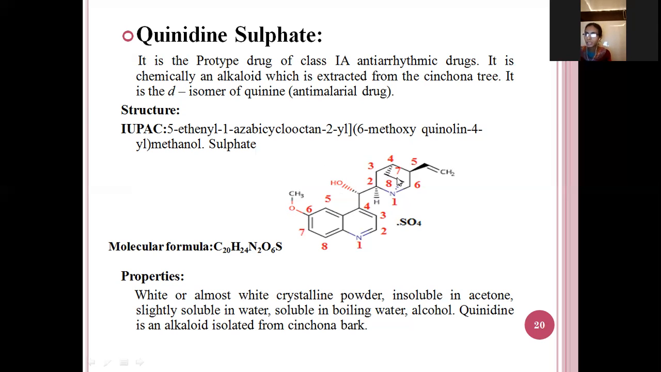Two cycles are there, so that is bicyclo. Aza means nitrogen. Nitrogen means aza. So aza bicyclo is an 8-membered ring. The 8-membered ring is octane, 2-yl. So in the second position it is attached to the methanol group. In the 5th position, the ethyl group is attached. 2 carbon atoms are there, so that is ethyl, and here sulfate.